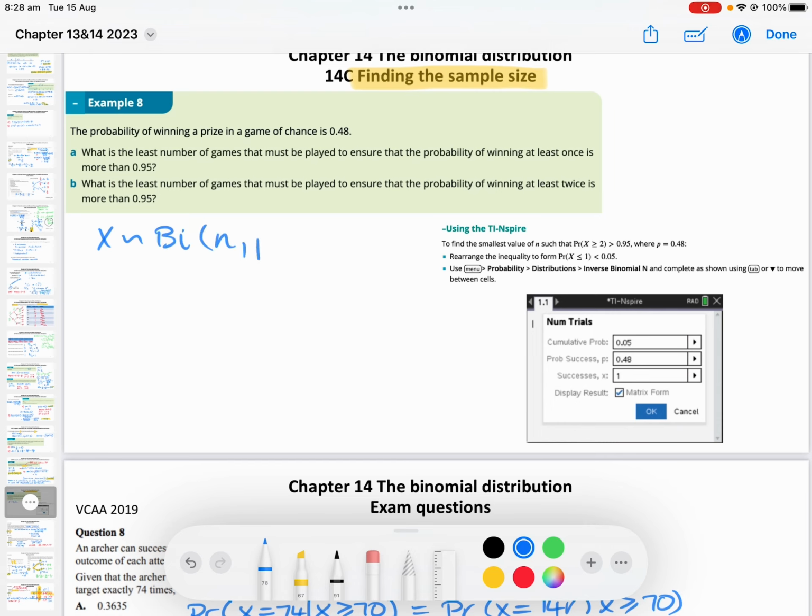N, P, so we usually write n, p. So in this case, the binomial is n, I'm not sure how many games. P, probability of success, 0.48.